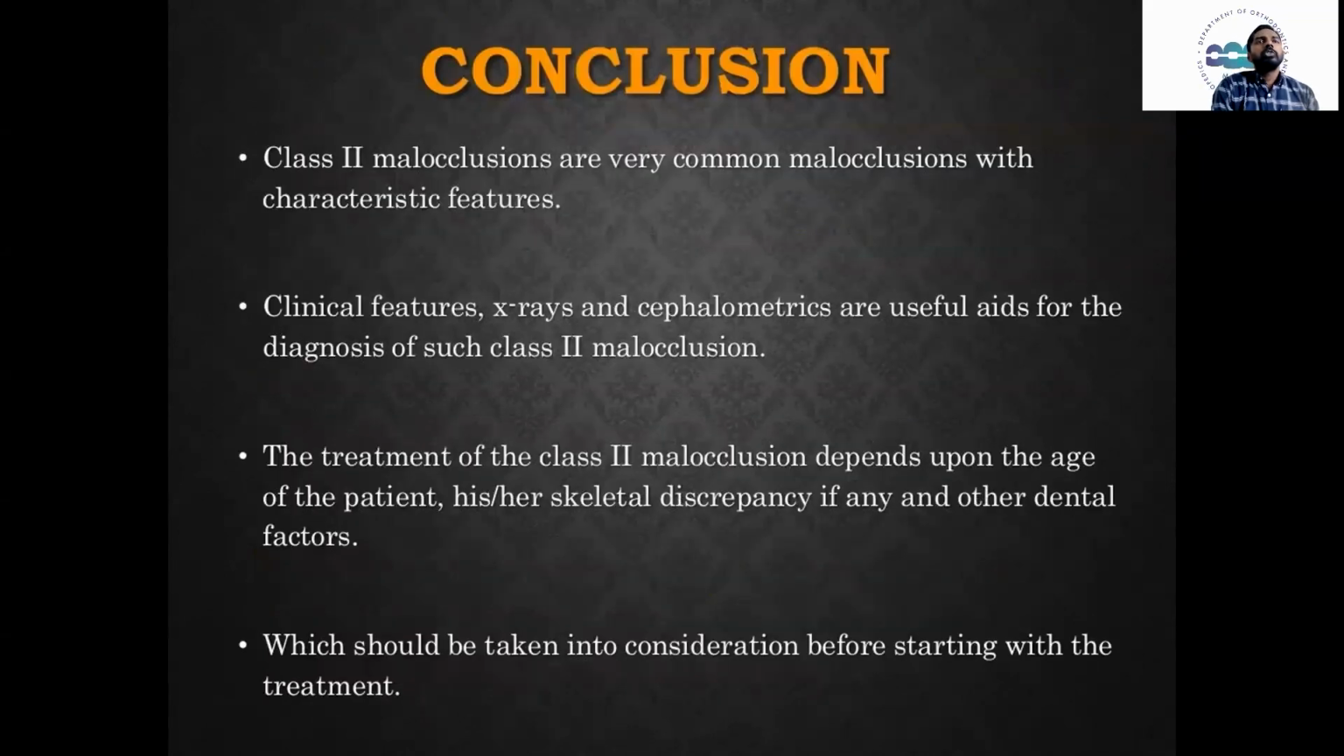So in conclusion, class 2 malocclusions are very common malocclusions with characteristic clinical features. Cephalometrics are useful aids for the diagnosis of such class 2 malocclusion. The treatment of class 2 malocclusion depends upon the age of the patient, skeletal discrepancy, if any, and other skeletal factors. This should be taken into consideration before starting treatment.